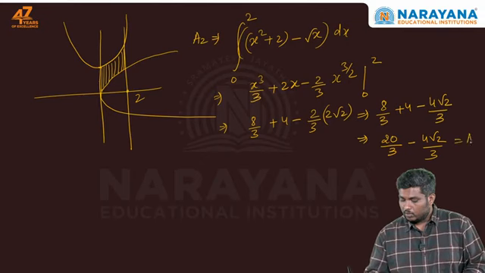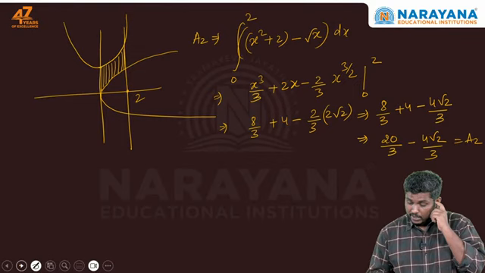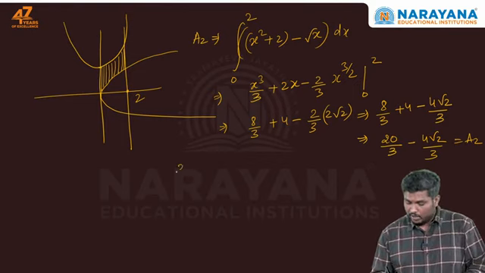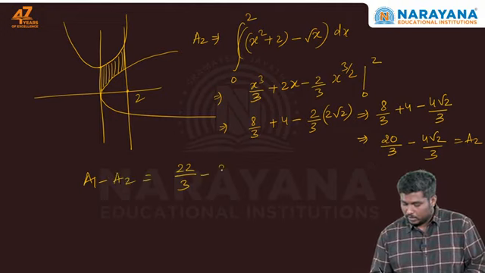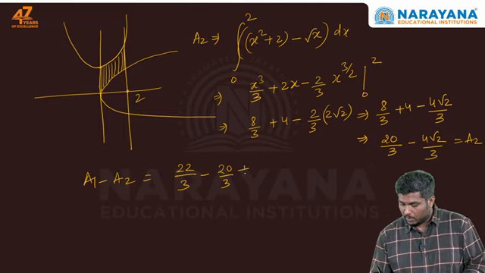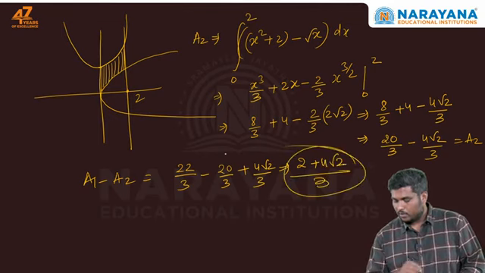This is A2. Now what is asked in the question is to find A1 minus A2. A1 is 22 by 3. A1 minus A2 is 22 by 3 minus 20 by 3 plus 4 root 2 by 3. So this should be 2 plus 4 root 2 by 3.